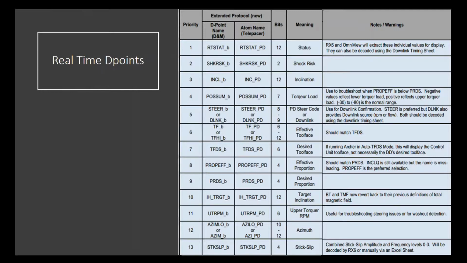Next is your shock risk. This will come up in values from 0 to 3, 3 being the most severe. Number 3 is INC-B, so this is the real-time inclination measurement of the tool.